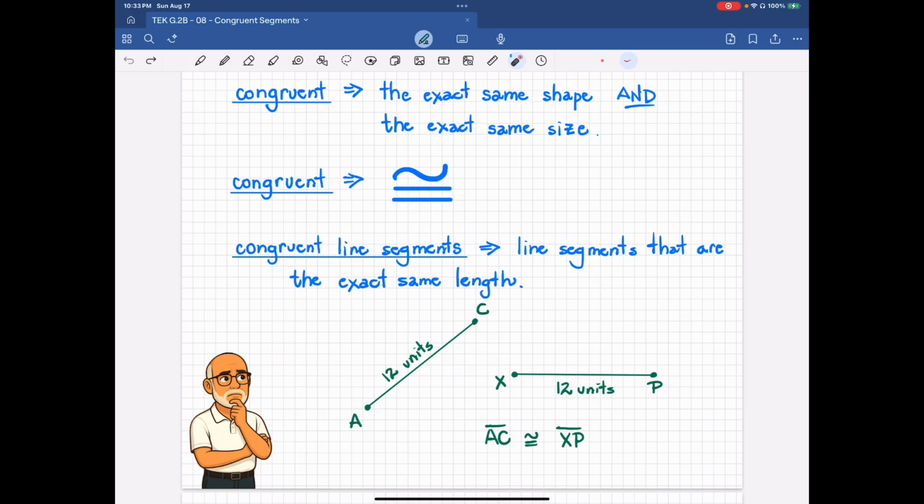So I can write that AC is congruent to XP. The way I write it is AC with a little line segment symbol above it, using the congruent symbol, the equals with the squiggly. I then put XP with a line segment above it. I'll box that answer in, and it is AC is congruent to XP.